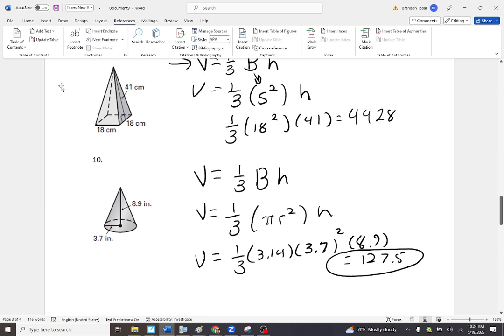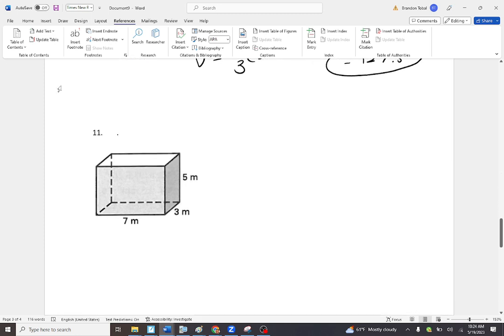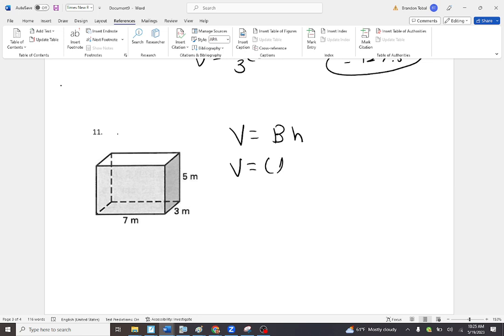All right, 11. This is a rectangular prism. The volume of a rectangular or any prism is base times height. Notice there's no 1/3. So prism is always base times height. Now, what's the formula of the base? What shape is this? A rectangle. What's the formula for a rectangle? Length times width. And then the height on the outside. So it does become length times width times height.